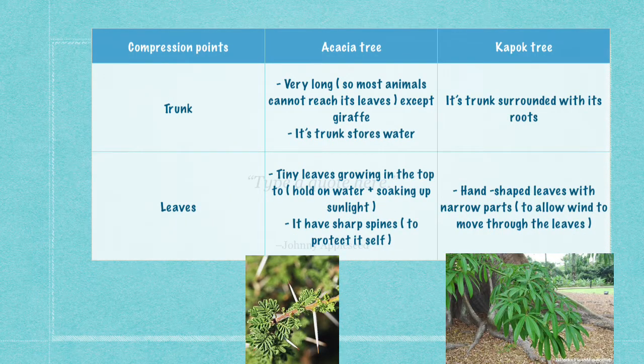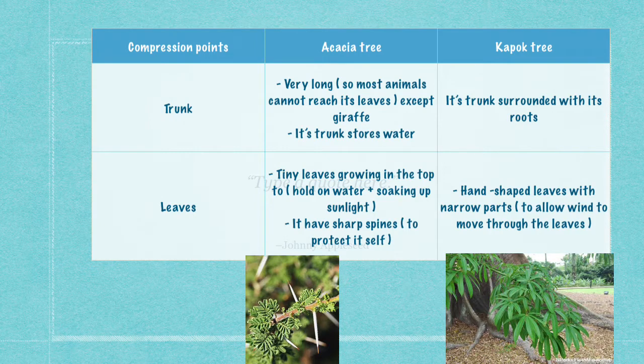The trunk of the acacia tree is very long like its roots, so most animals except giraffe cannot reach its leaves to feed on. Acacia tree stores water in its trunk, but the kabak trunk is surrounded with its roots. Acacia has tiny, very small leaves growing on its top to help it hold water and soak up sunlight needed to make its food.